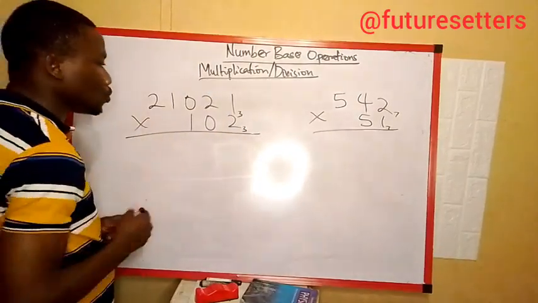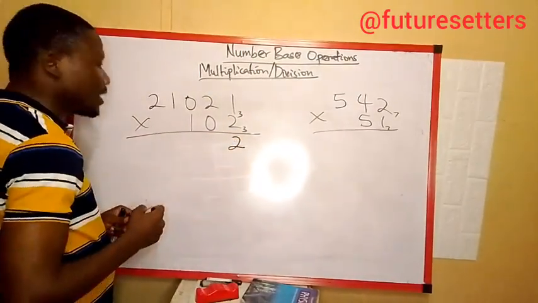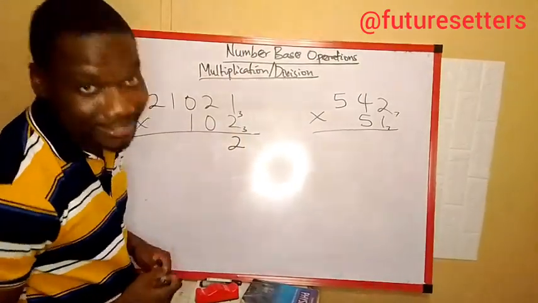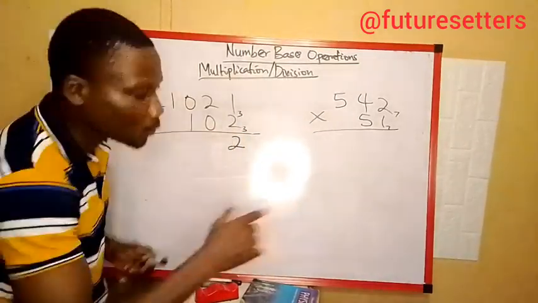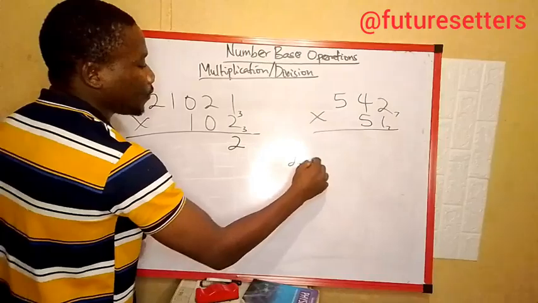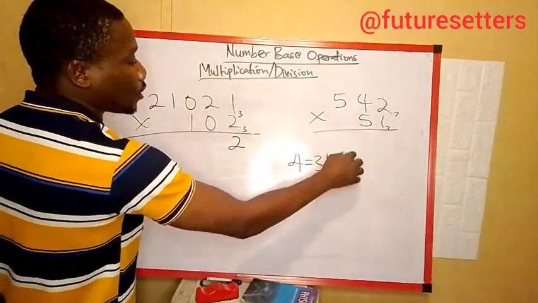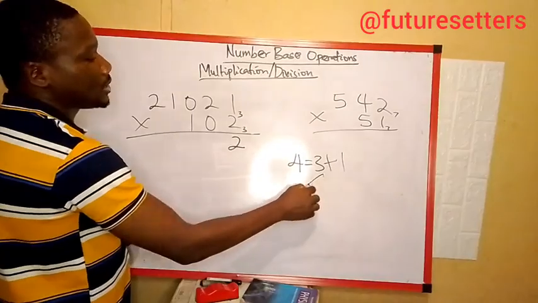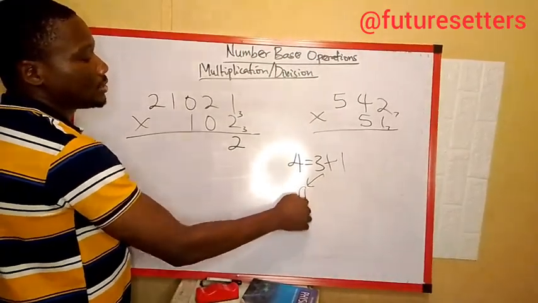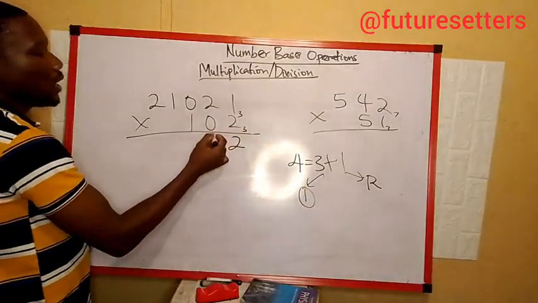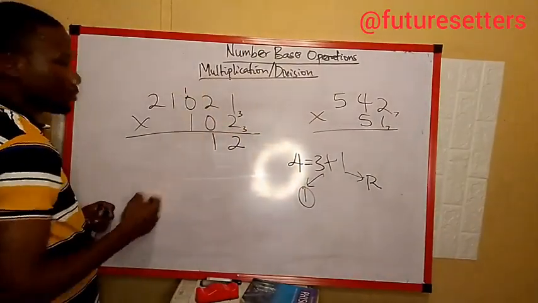2 times 1, 2. 2 times 2, 4. Is 4 more than 3? Yes. Will you write 4 here? No. We are going to break 4 down. 4 equals, break it in respect to 3, 3 plus 1. And now this 3 here is 1. Then this 1 here is the remainder. So we are going to write 1 here and carry 1.